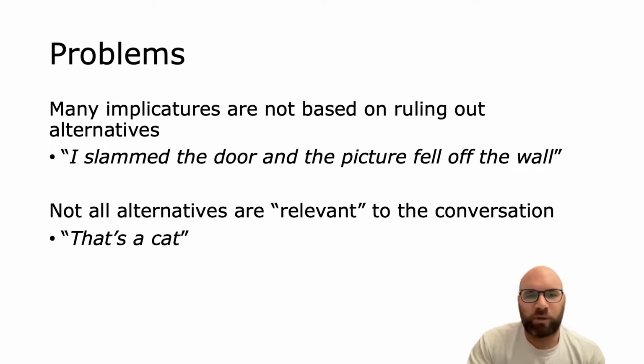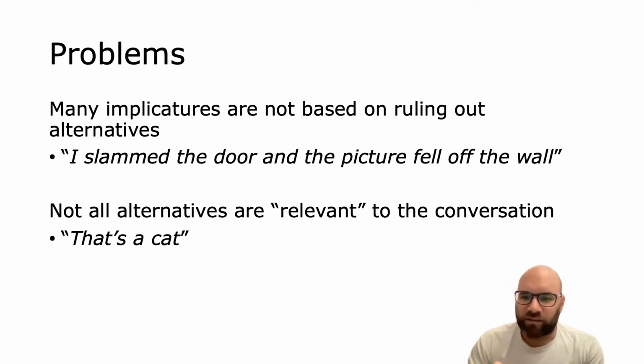So to take one example, if I say, I slammed the door and a picture fell off the wall, this often implies that they happen in that order. First, I slammed the door and then the picture fell off the wall. So actually, the idea that they happen in a particular order is a stronger alternative. I could have said I slammed the door and then the picture fell off the wall, but I chose not to say that for some reason.